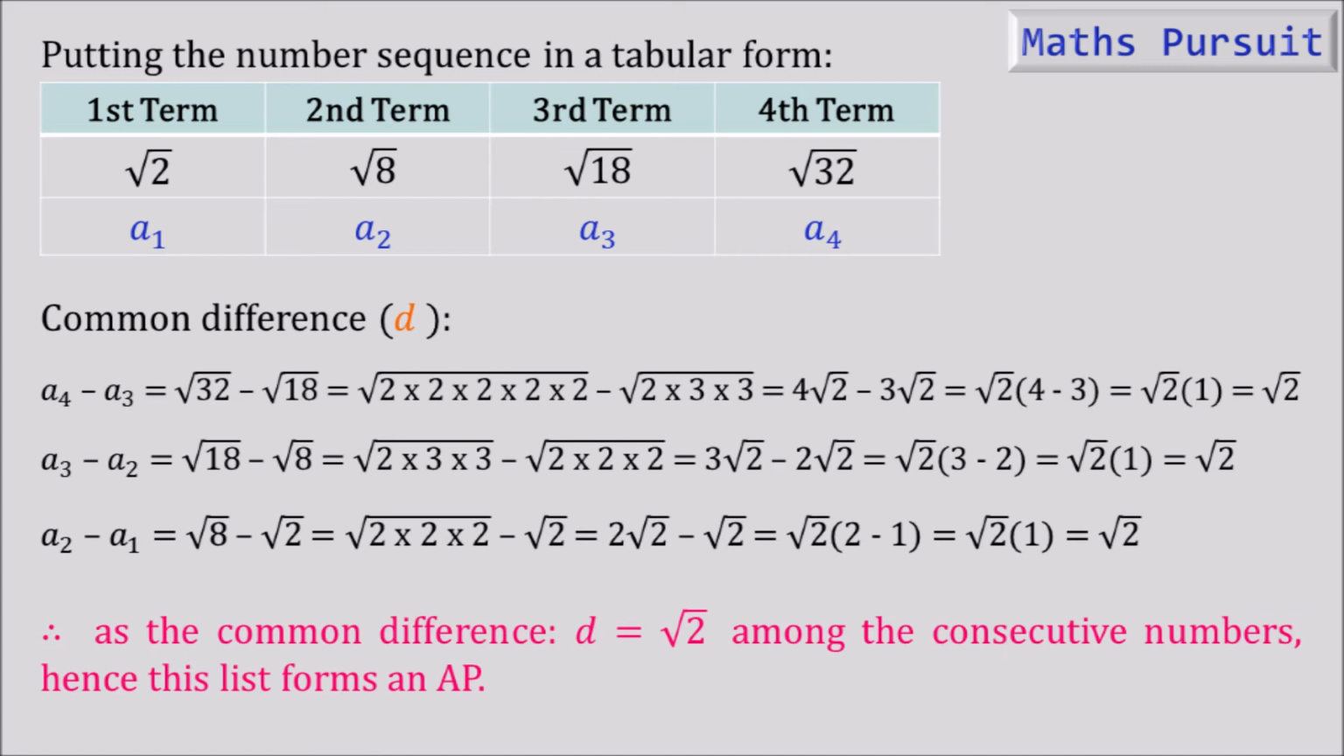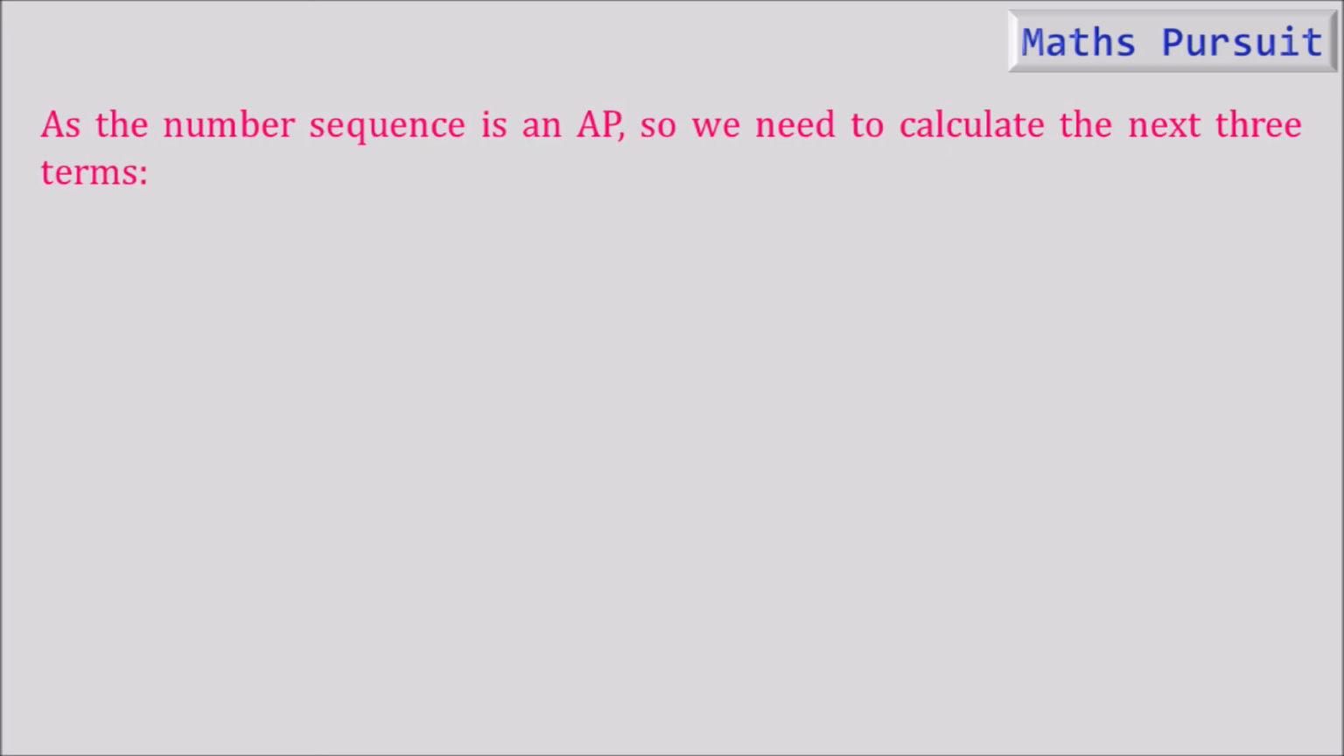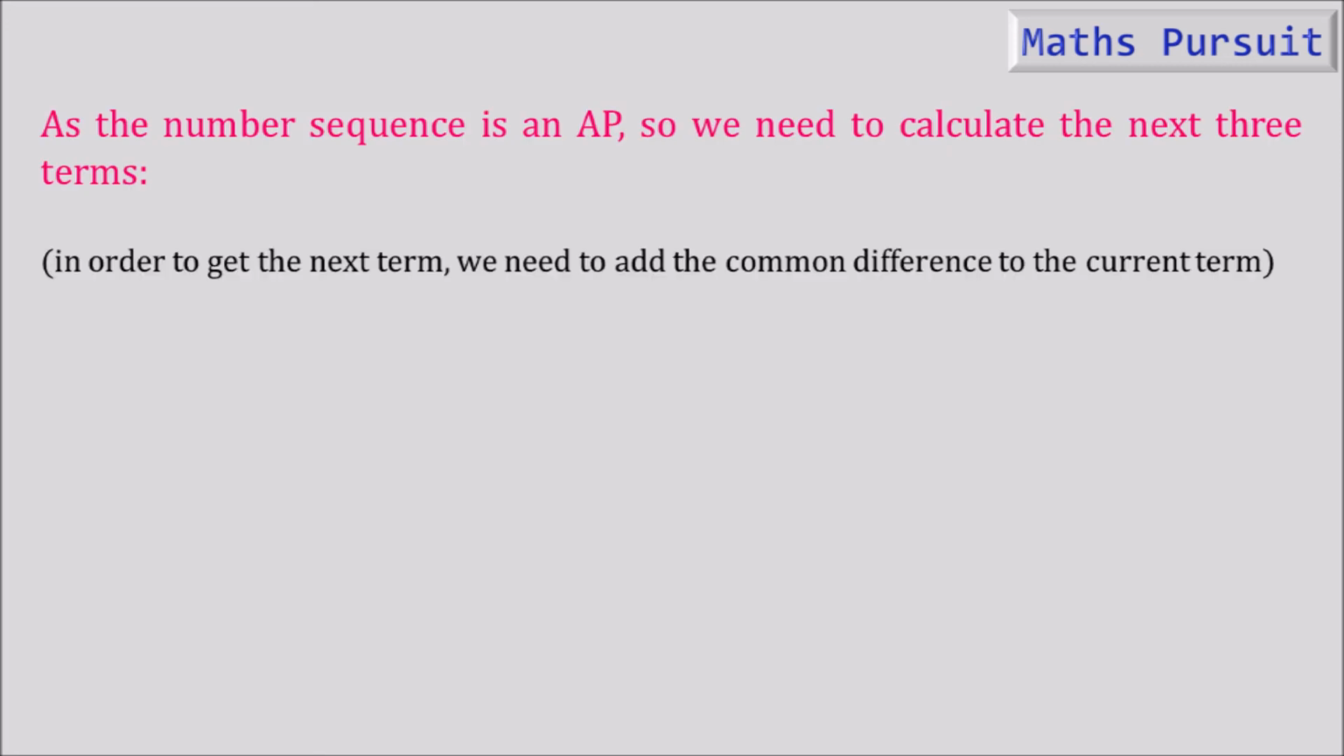Therefore, as the common difference D is equal to root 2 among the consecutive numbers, hence this list forms an AP. Guys, we could see that we are getting a common difference of root 2 in each case among the consecutive numbers. Therefore, we very well know that if we get a common difference, it forms an AP. As the number sequence is an AP, we need to calculate the next 3 terms.